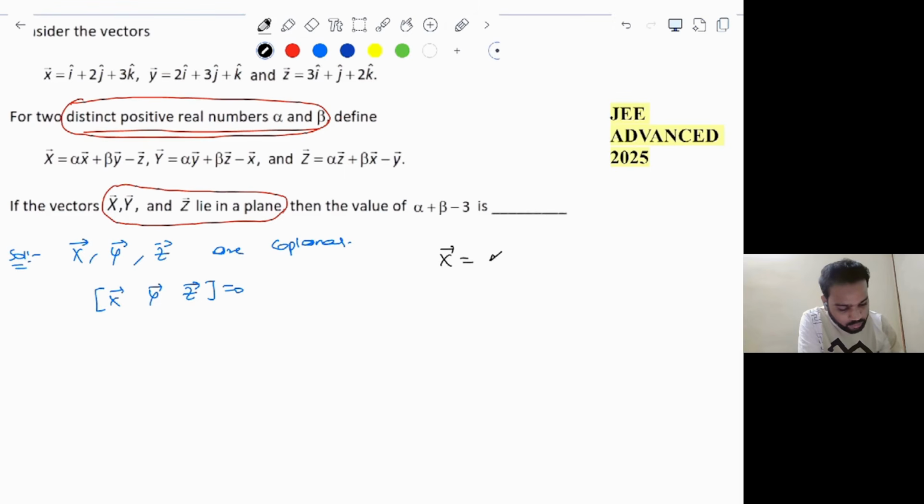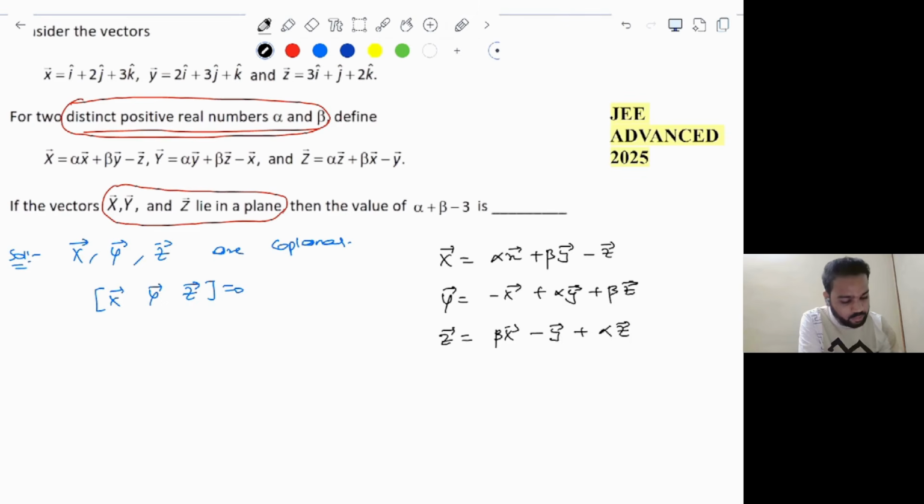Capital X bar is equal to alpha times small x bar plus beta times small y bar minus z bar. And then capital Y bar is equal to minus x bar plus alpha into y bar plus beta into z bar. Similarly, capital Z bar is equal to beta into small x bar minus y bar plus alpha into z bar.